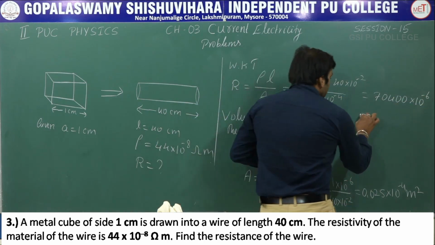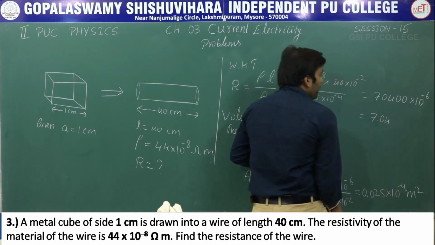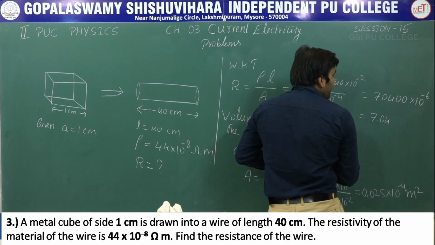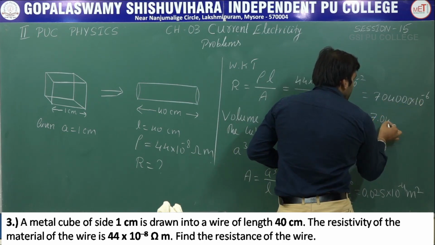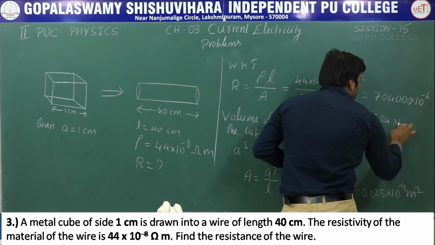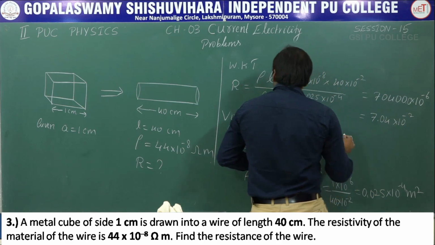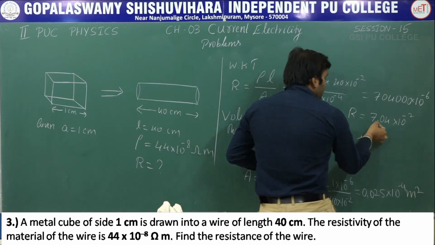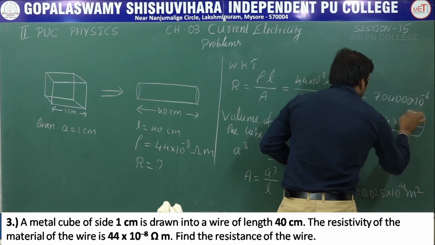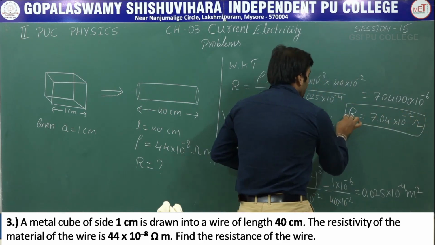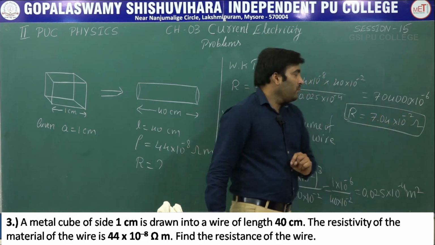Let us write this like this, 7.04. I will shift the decimal towards the left side, 1, 2, 3, 4. So 7.04. So we should decrease the power here, so this will be 10 power minus 2. So R is equal to 7.04 into 10 power minus 2 ohm.